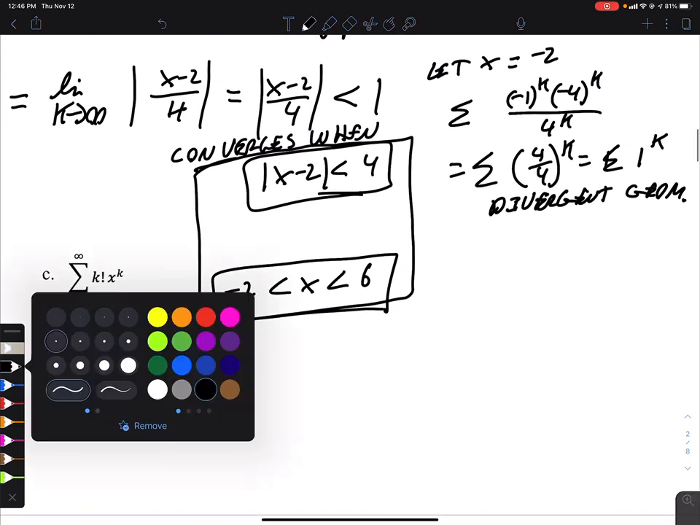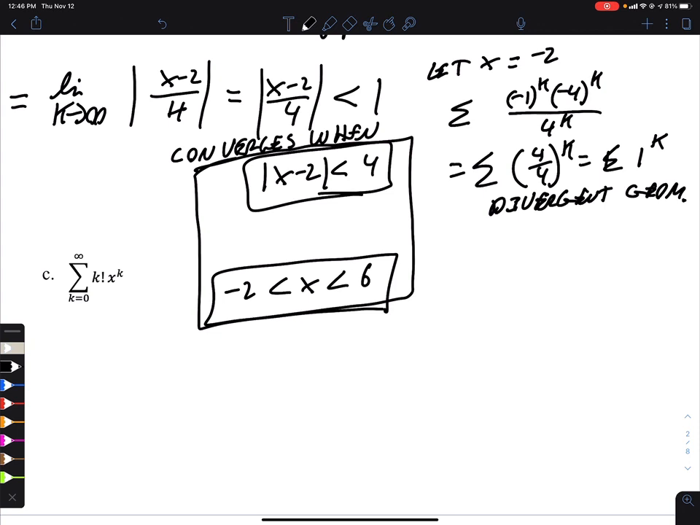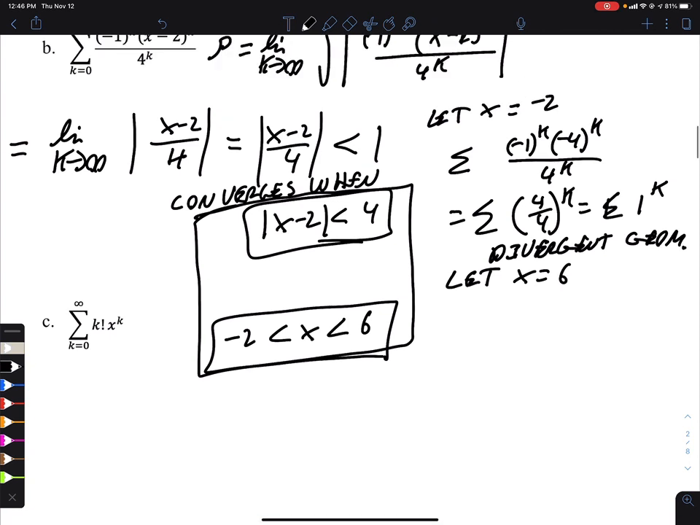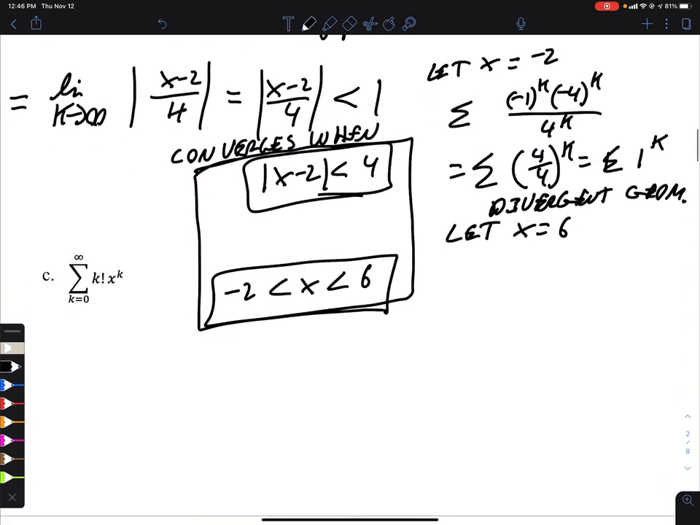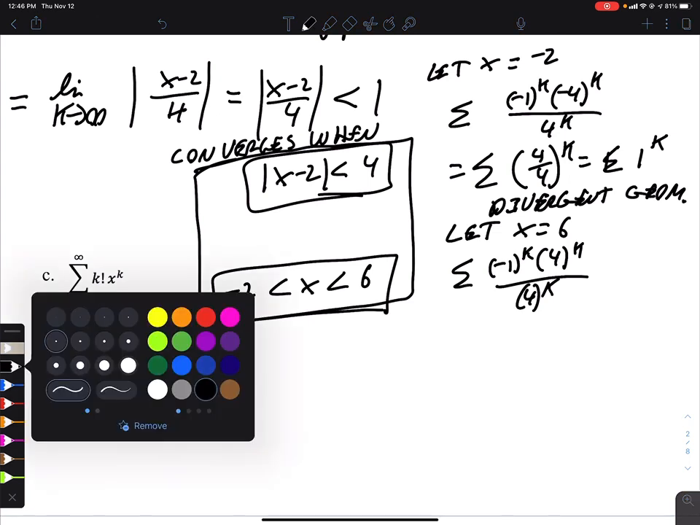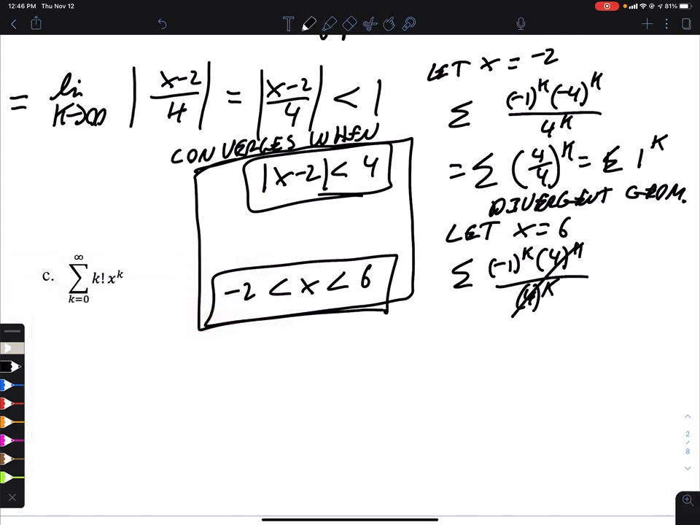Then I'm going to plug in 6, because that's the other time when rho equals 1. So I'm going to put 6 right here. That's going to get me a 4. So I'm going to get negative 1 to the k, 4 to the k, over 4 to the k. And you will notice these cancel. So you get negative 1 to the k.